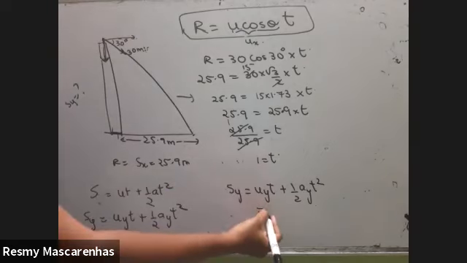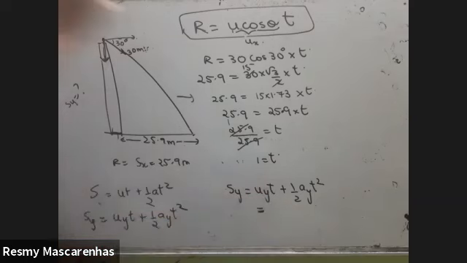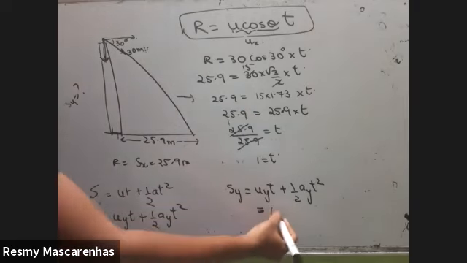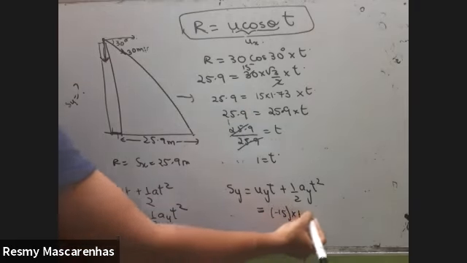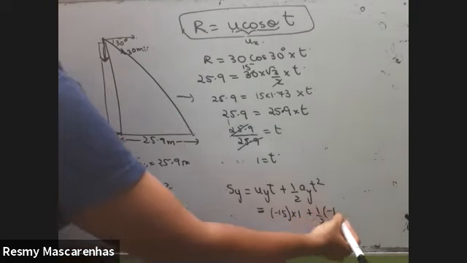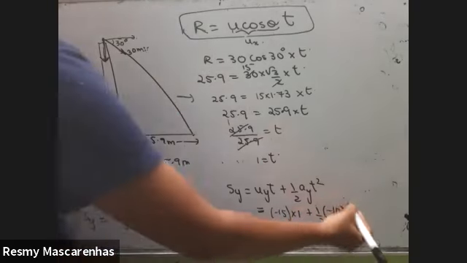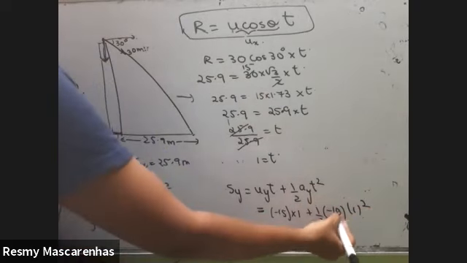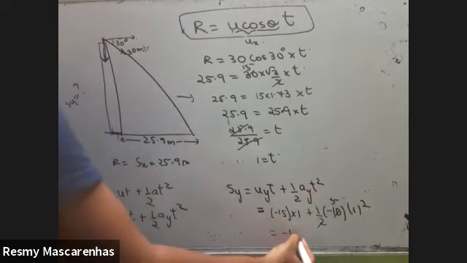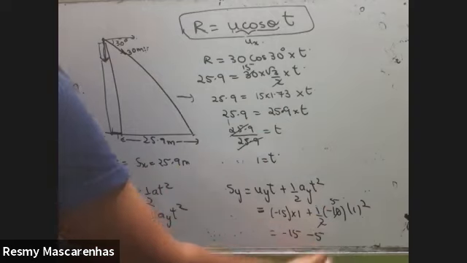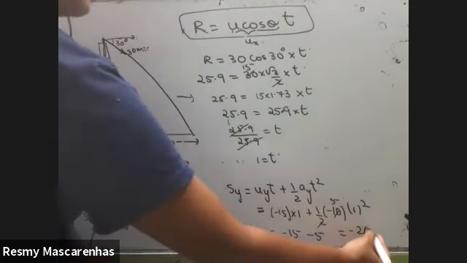So this will be u. Uy was how much? Check in your table and substitute. So this is minus 15 into 1, minus 10 into 1, minus 15 minus 5, minus 20.